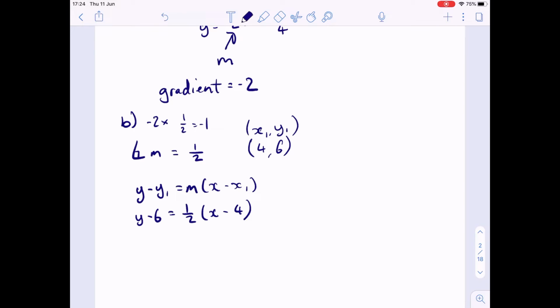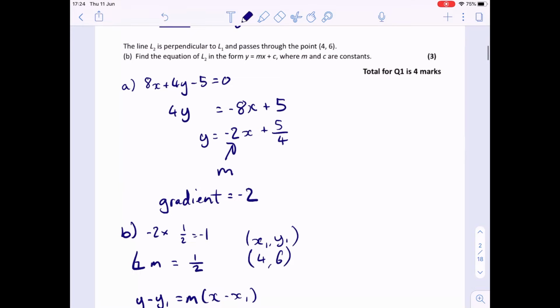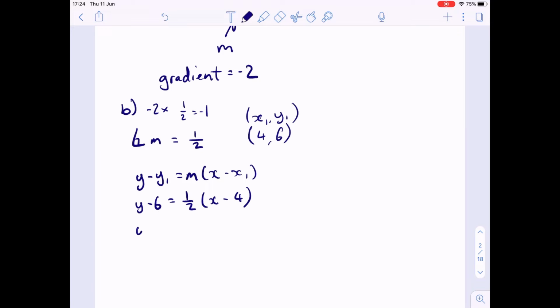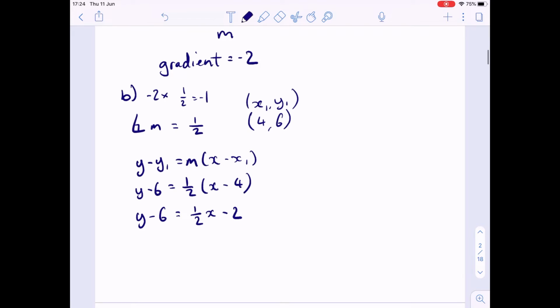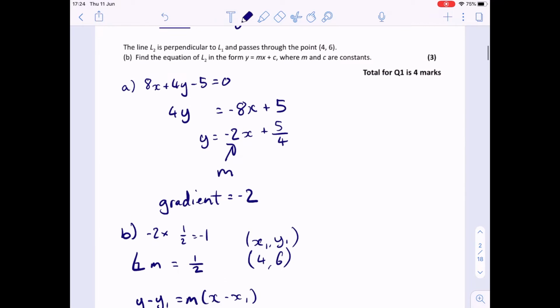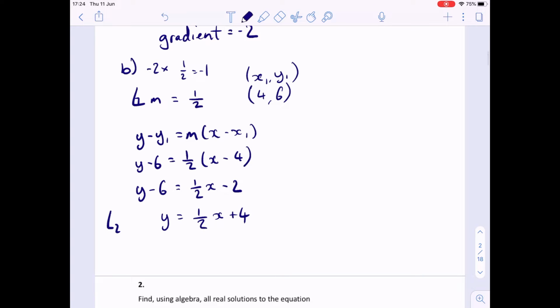If I multiply both sides through by 2, no, I don't want to do that, because we want to keep it in the form of y equals mx plus c. We don't want y to become any bigger. So let's expand the brackets. y minus 6 equals a half x minus 2. Now I can add 6 to both sides to leave y equals a half x plus 4, and that will be my final answer. So that is L2.